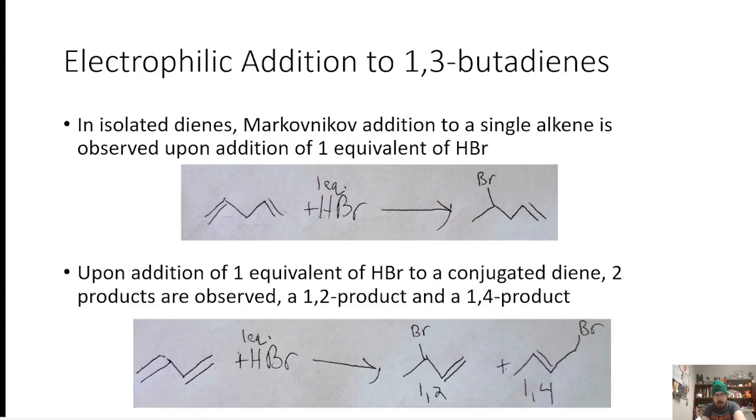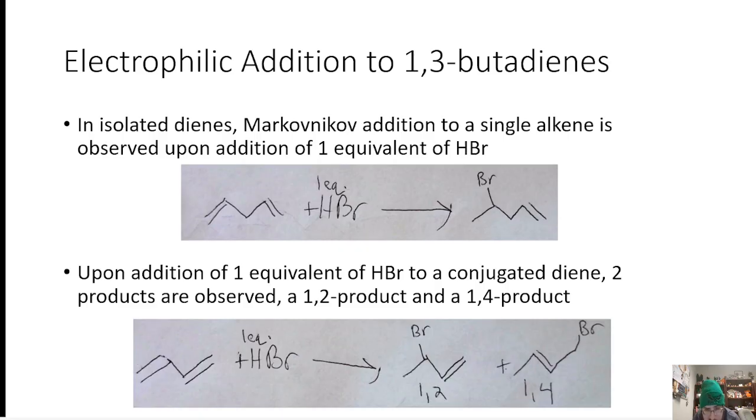Now, if I add one equivalent of HBr to a conjugated diene instead, I get a mixture of products instead of simply Markovnikov, which would be 1,2 addition. We get Markovnikov and a new 1,4 addition. So we get a Markovnikov addition, but we get a secondary byproduct.